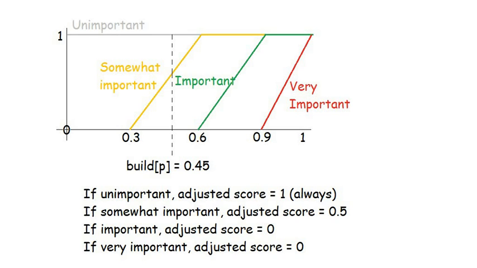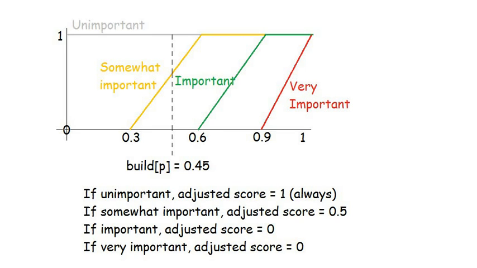Look at the graph on the screen. The input quality, I've chosen the build here just to ring the changes, is compared to the 4 lines that you see on the graph. The horizontal line marked unimportant means that if the user has specified that build simply doesn't matter, then the adjusted score returned is the maximum of 1, regardless of the build.